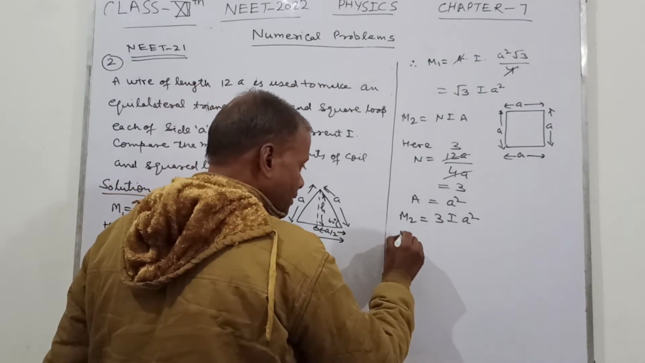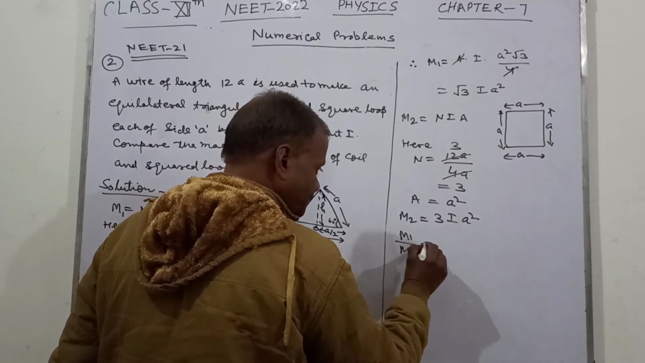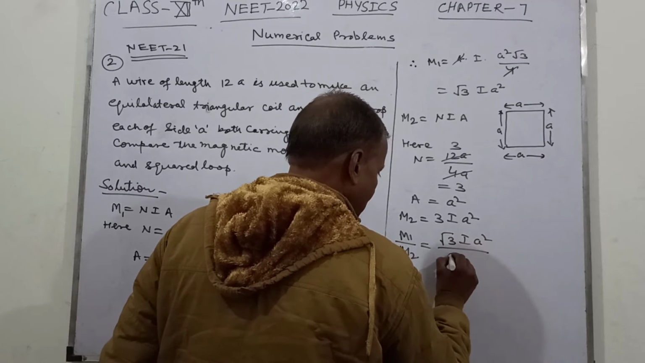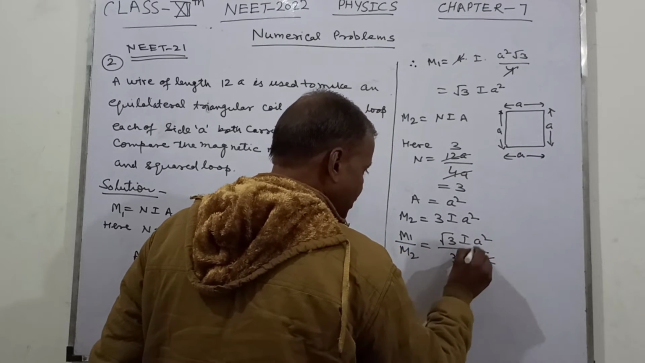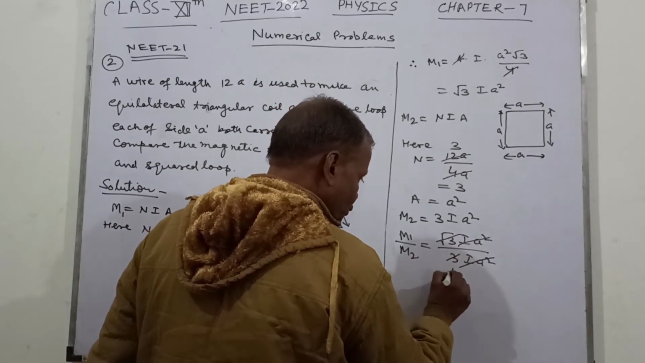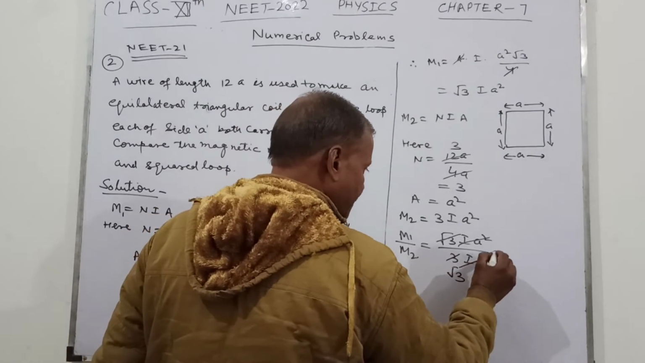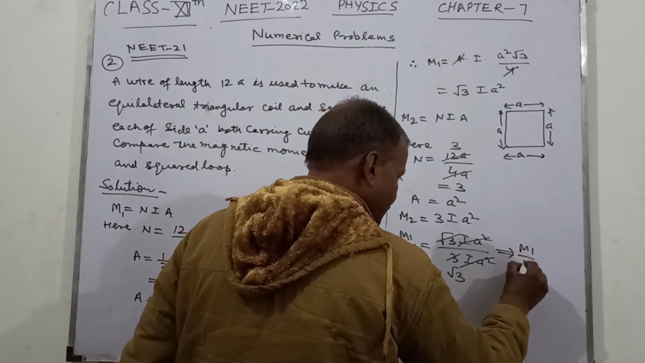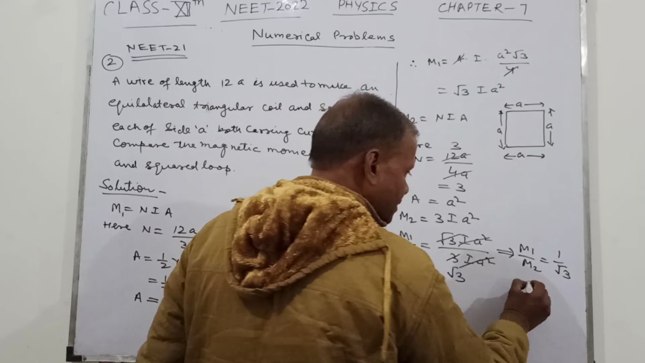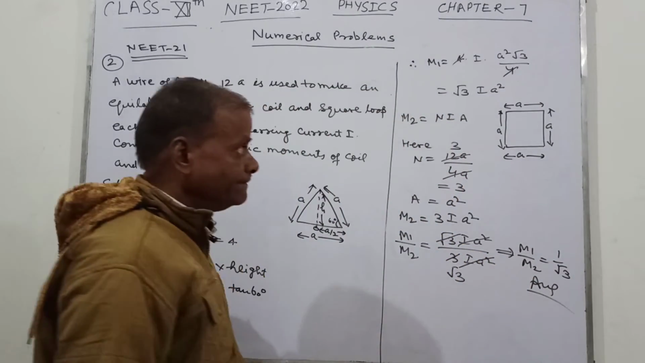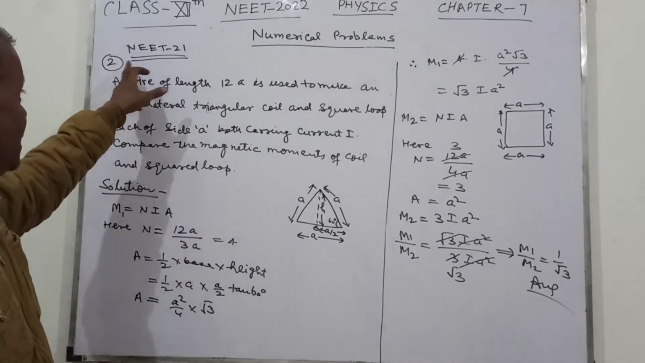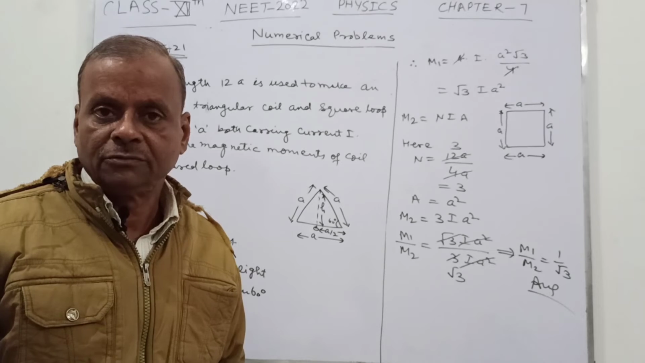Now find the ratio M1 upon M2: root 3 I into A square upon 3 I into A square. I into A square will cancel, and this is root 3 upon 3. So M1 upon M2 equals 1 upon root 3. This is the correct answer. So this is the question that was asked in NEET 2021.